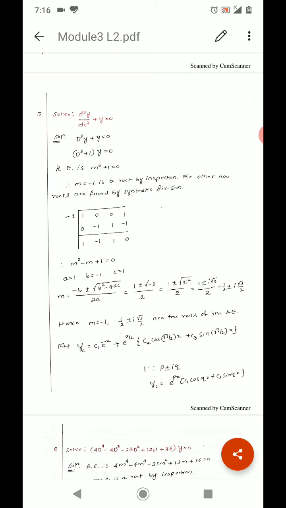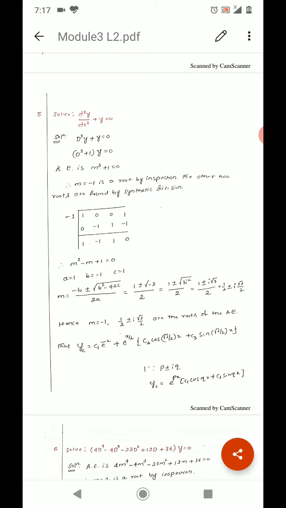Put minus 1 below the next term, that is 1. So adding those terms 1 and minus 1, we get 0. So neglecting 0, taking 1 as a constant, minus 1 as the coefficient of m and 1 as the coefficient of m square, we get the equation m square minus m plus 1 equal to 0. By solving this equation using the quadratic formula, we find that m equals 1 by 2 plus or minus i root 3 by 2.